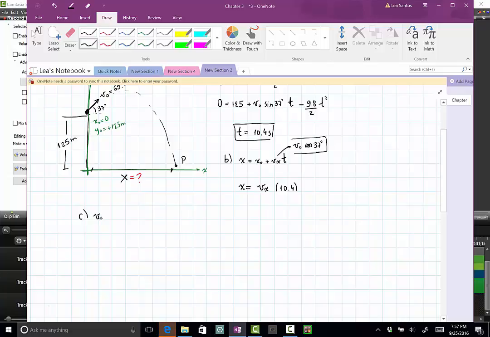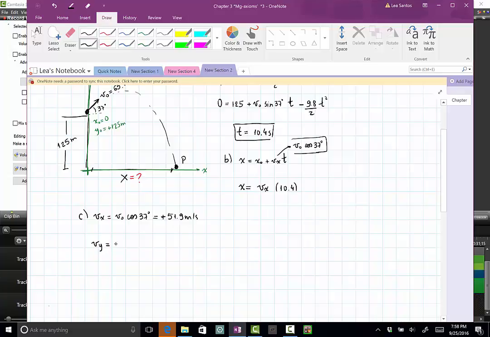So Vx is just the V naught cosine of 37, and that does not change. And if you solve this, you should find 51.9 meters per second. I'm going to put a plus here because since they want the velocity, they want the direction also. Okay, how about Vy? Vy does change, and when it hits the point P down there, it has a larger value than it had initially, and let's see what it is.